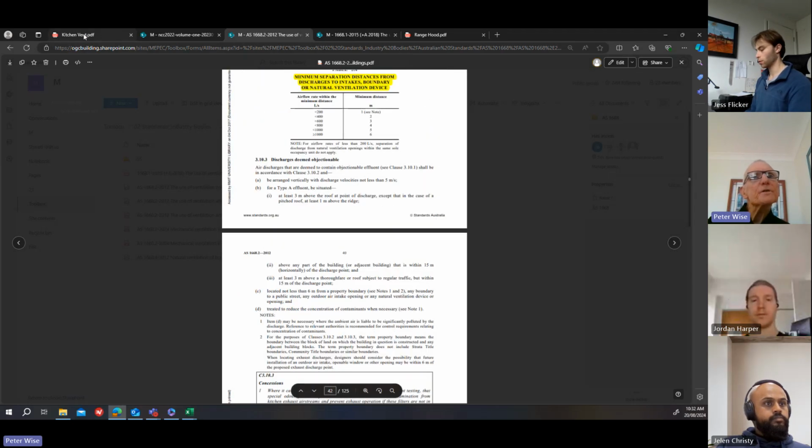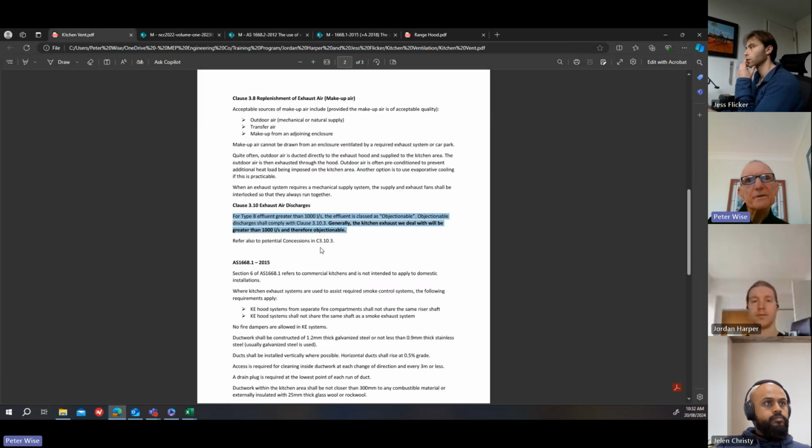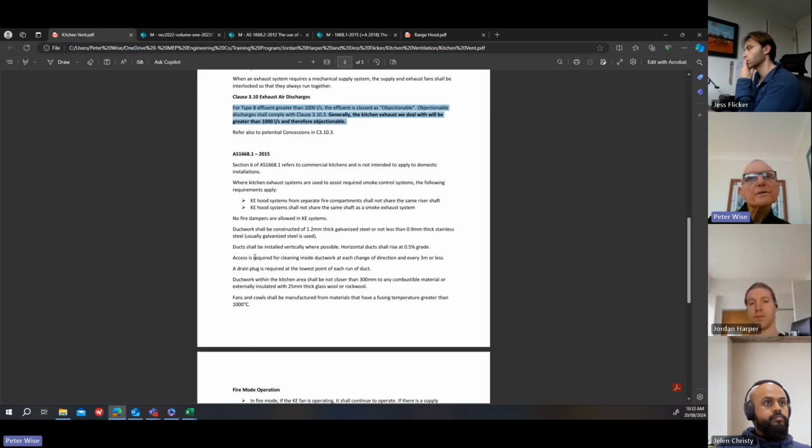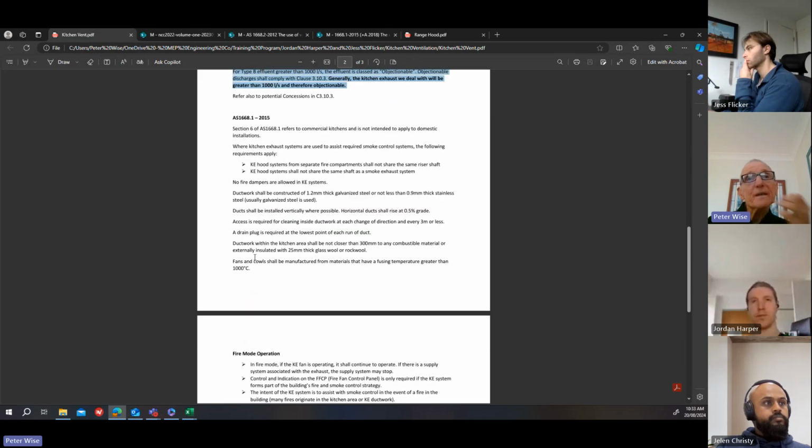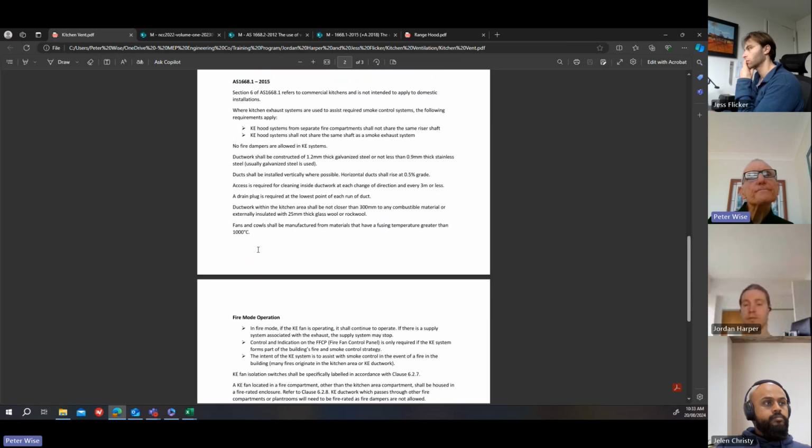Okay. So there's a lot in this, and I can't go into too much detail, and you're not working on one right now, but when you come to it, you'll have to work through this process. Now, AS 1668 Part 1 has some more requirements. It refers to commercial kitchens and is not intended to apply to domestic installations.